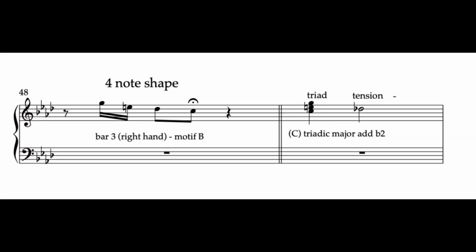The next shape that I bring to your attention is also present in bar 3, as I explained in my previous lesson. It's actually motif B, which indeed embodies a 4-note shape.